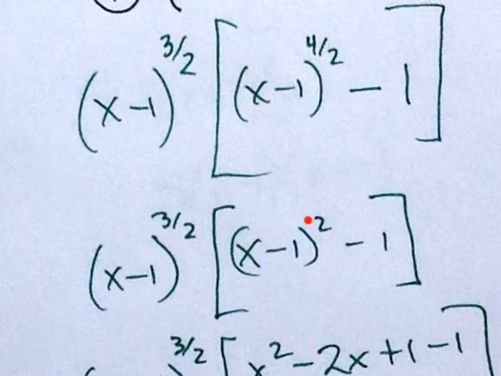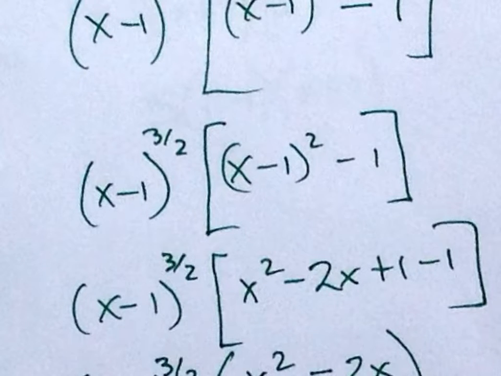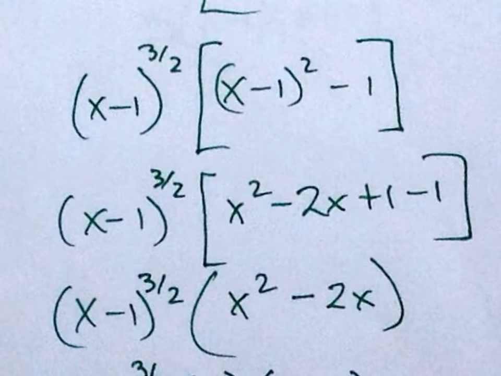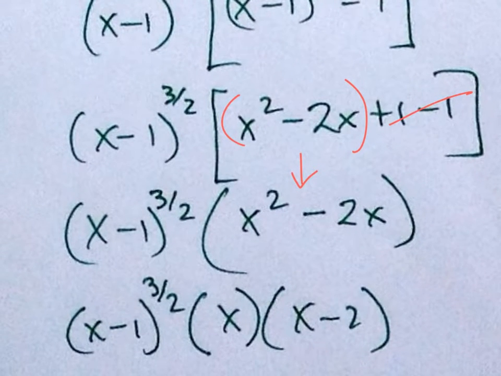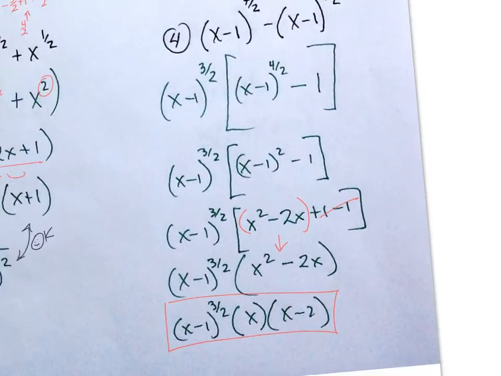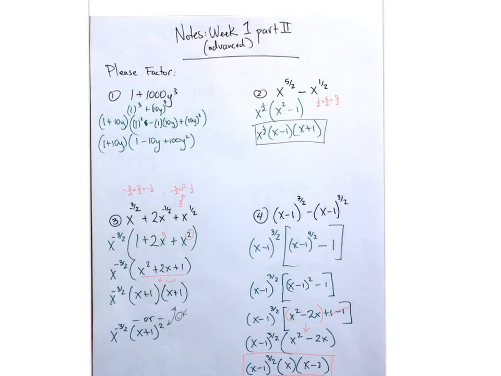Yeah, so we could rewrite this squared, FOILed, multiplied out, expanded, however you want to describe it. And let's see, we end up with minus 2x plus 1 minus 1 cancel out. So we're left with this guy right here, and I think that there's an x common to both of those that we could factor out and get something like this. Crazy, huh? Cool. Okay. So there's some advanced factoring.